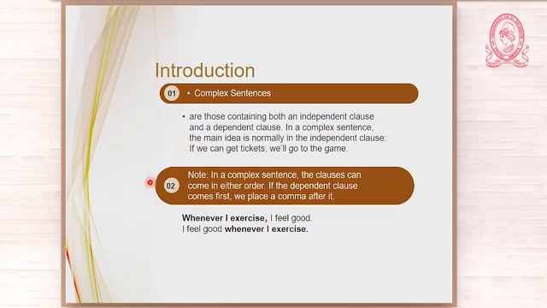Now, number 2. Note, in a complex sentence, the clauses can come in either order. In other words, the dependent clause can be at the beginning or at the end. If the dependent clause comes first, we place a comma after it. And that is the clue. Remember, if we start with the dependent clause, we have a comma. Whenever I exercise, I feel good. But if the clause is at the end, then there is no comma. I feel good whenever I exercise.